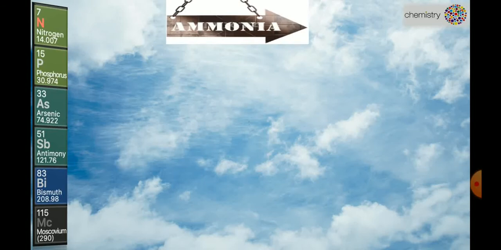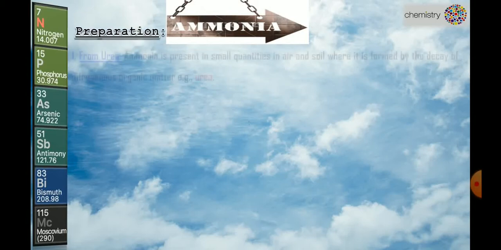So what is today's study? Study of ammonia, its preparation method, manufacture by Haber's process method. We'll see some physical properties as well as chemical properties. Lastly, we'll see a few uses of ammonia. Okay, fine. We'll start with preparation methods.